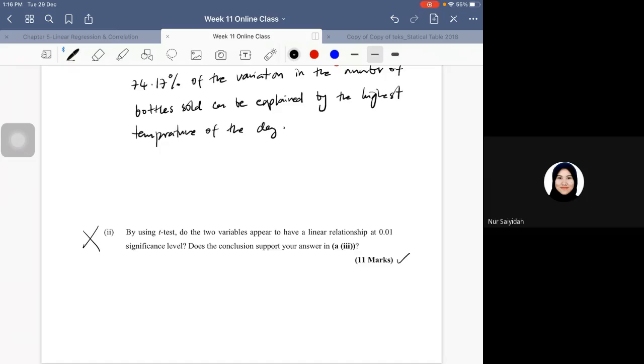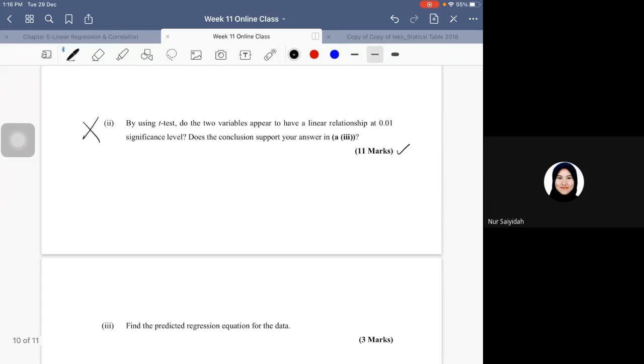And that is a lot of marks. So that is going to be 11 marks. And it is a very popular final exam question. So we will discuss this next week.